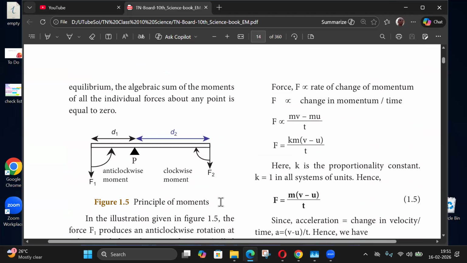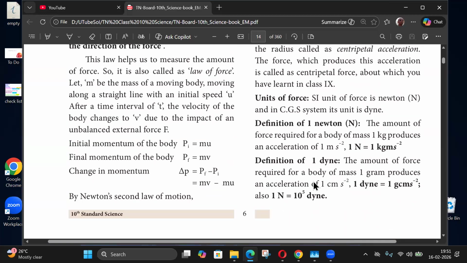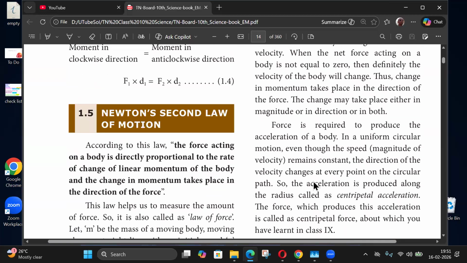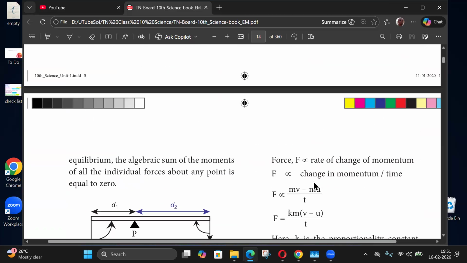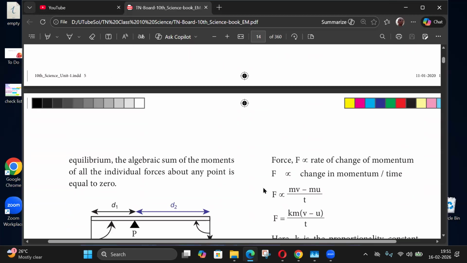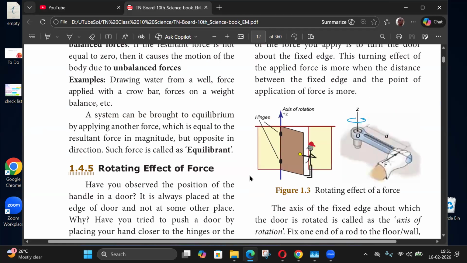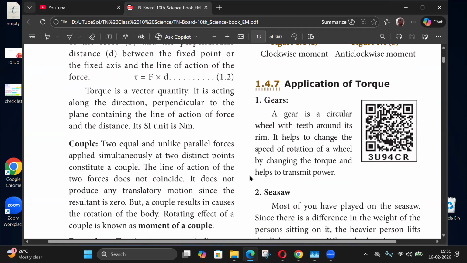Newton's second law says the force is the rate of change of momentum. That is the starting point. Do you know what momentum is? Momentum is mass into velocity. Okay, momentum is mass into velocity, right? So it's m into v.